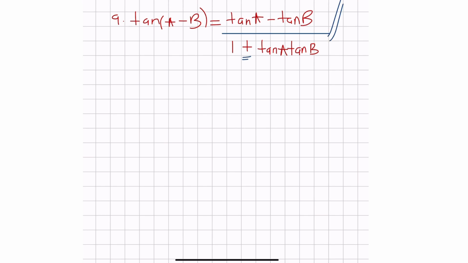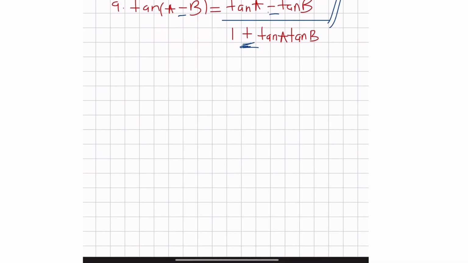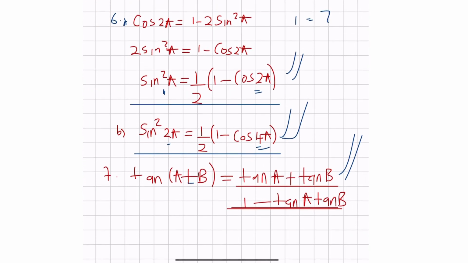So take note that when we've got a negative sign on the numerator, we're going to maintain the negative sign. But on the denominator, we're going to have a positive sign, which is also the same as what we have done here. We've got a positive sign here, so we maintain the positive sign on the numerator, but on the denominator, we're going to put a negative sign. So those are the basics that we've got to keep in mind.